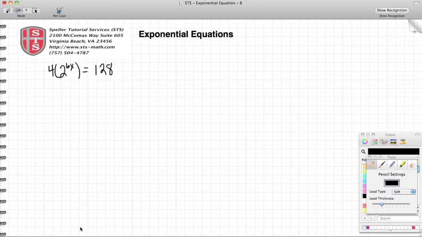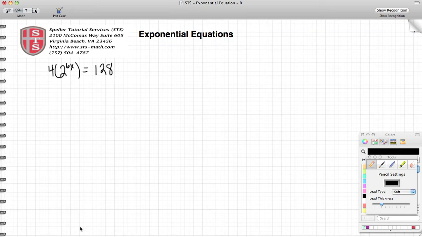Today we're going to be talking about exponential equations. An exponential equation is an equation where a variable exists in the power or exponent. In this case, we see 2 raised to the 6x power. Because we have an x in the exponent, we know that this here is an exponential equation.